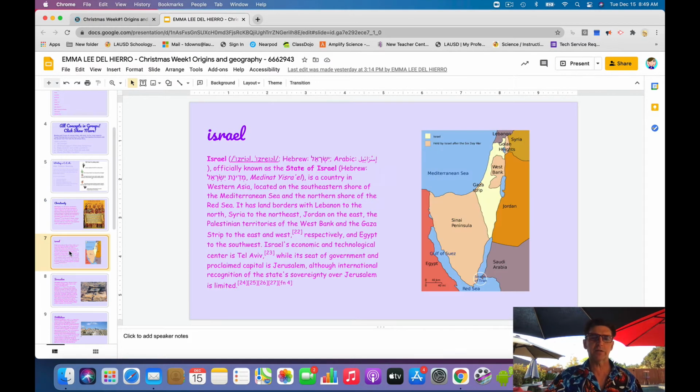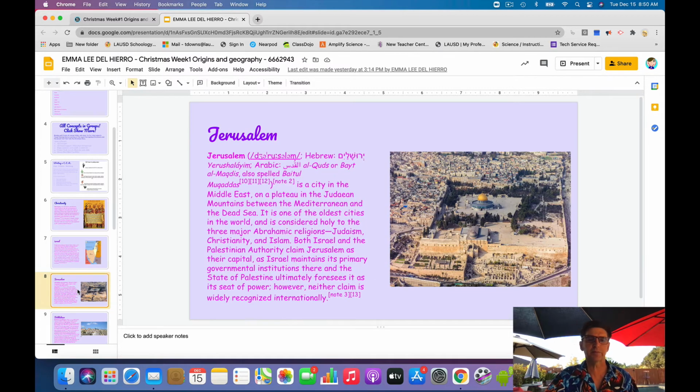So each day we're going to dive into a different one of these slides. Notice Israel is the area. We're going to study this area in depth after Christmas. And we're going to learn about Joseph and Moses and all the different things that went on in Israel. We jumped ahead a little more recent in time due to the Christmas holidays.